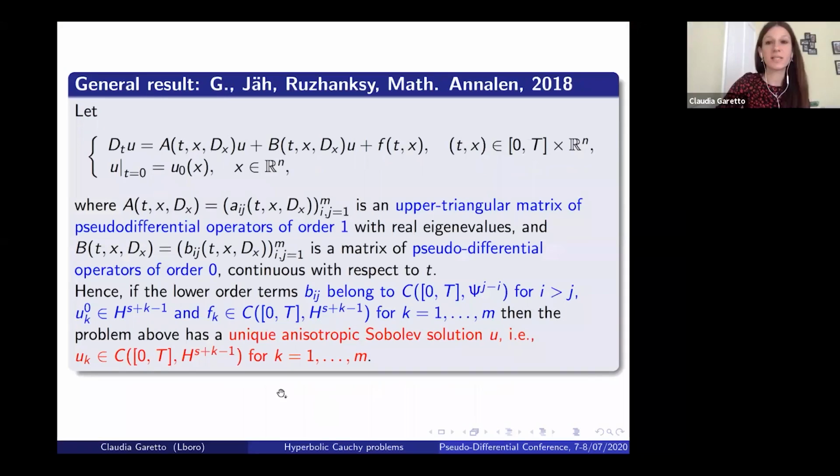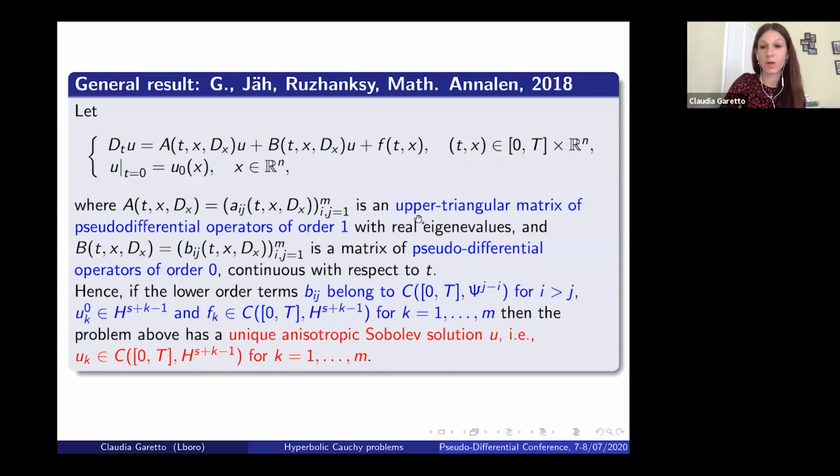Okay, so this is the general statement that we have proven with Michael and Christian in 2018. You will see here that I require that the lower order terms B_ij are of order j minus 1 when i is bigger than j. So this is the Levi condition that I was saying before. And then I will also have this anisotropic Sobolev structure. So I will have that the initial data and the right-hand side, the components k, are of order s plus k minus 1. Under this hypothesis, I can prove that there exists a unique solution U whose components are in this space. Okay, so this is a well-posedness result.